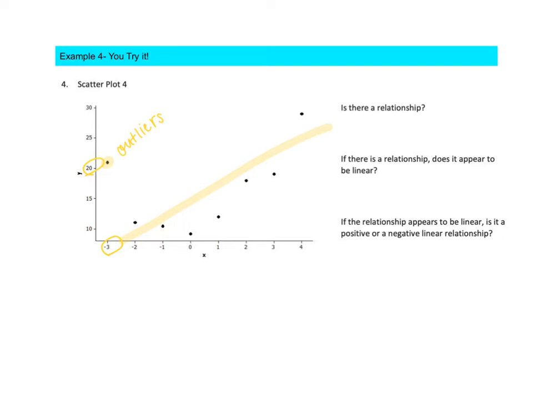All right, but anyways, you should have noticed that yes, there is a relationship, and yes, the relationship is linear. I already drew the line to show you it's going up. And if it's linear, does it appear to be positive or negative? Well, going from left to right, this is going upstairs, so this is positive. Let me know if you have any questions before we move on to the next one.